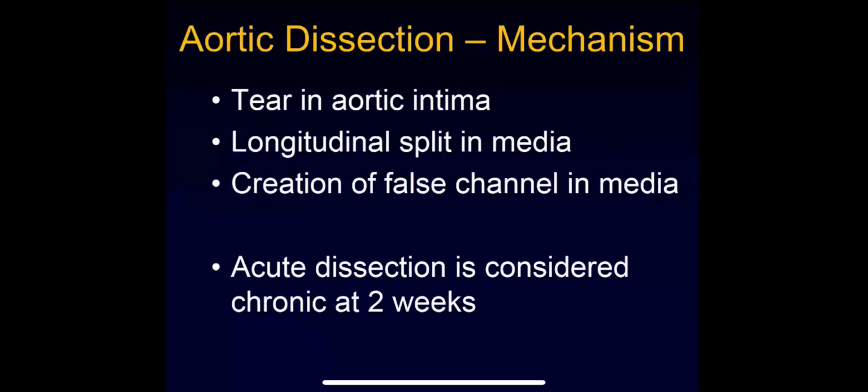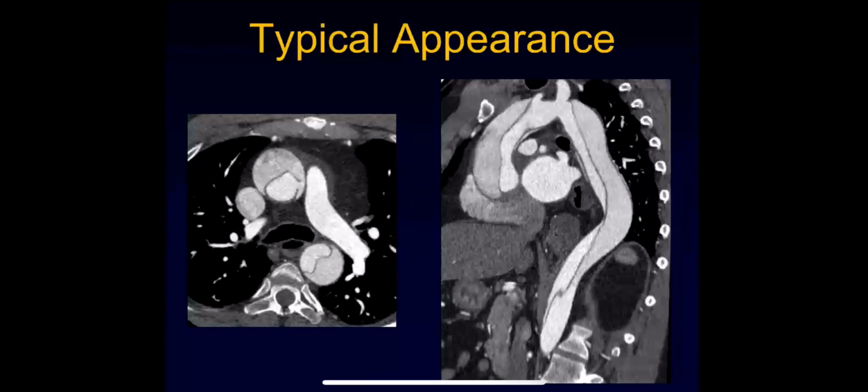The mechanism is a tear in the aortic intima with a longitudinal split in the media and the creation of a false channel in the media. Acute dissection is considered chronic at 2 weeks. The typical appearance is this, where you have a true lumen and the false lumen.